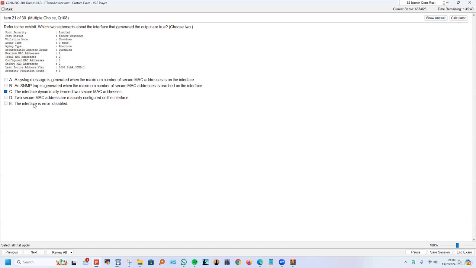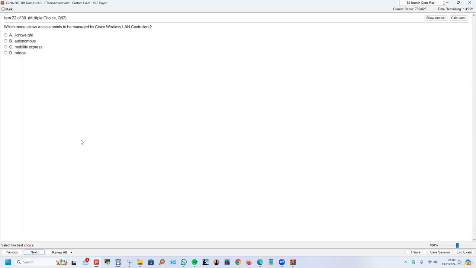I am mistaken. So it's actually the one that we thought was incorrect. An SNMP trap is generated when the maximum number of secure MAC addresses is reached on the interface. Let's keep that one in mind in case we encounter similar questions to this one. Next one.